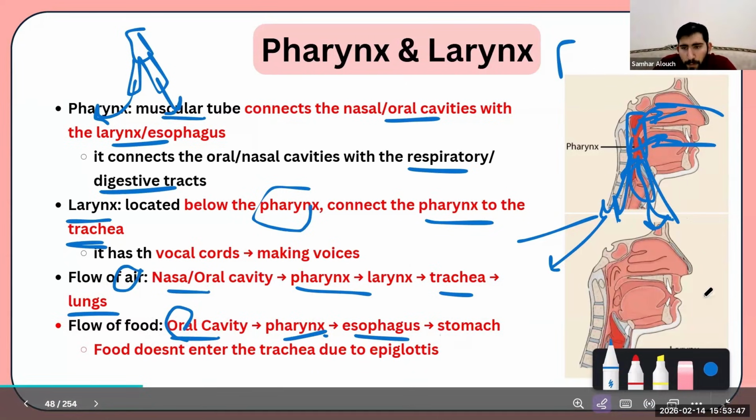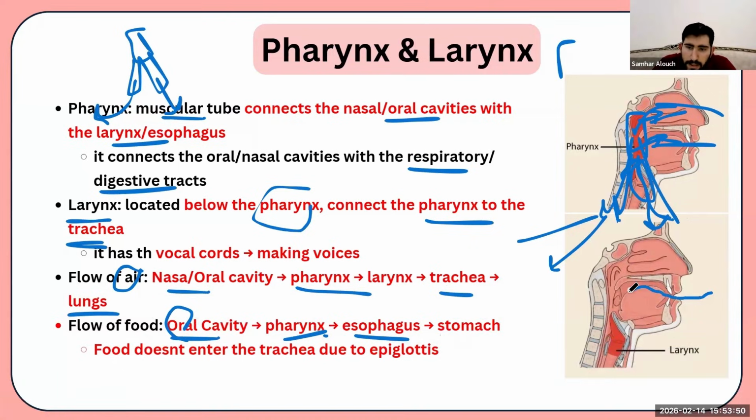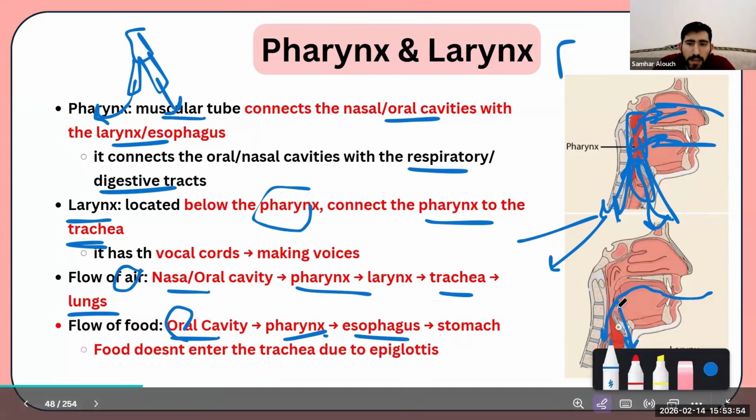Now, what if we ate here? Why doesn't this food go to the trachea? Why does it go to the esophagus? Because we have a cartilage here called the epiglottis. When you swallow, this epiglottis will close and it will prevent food from going to the trachea. It will only allow it to go through the esophagus.